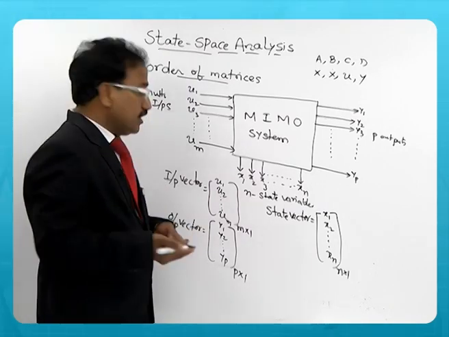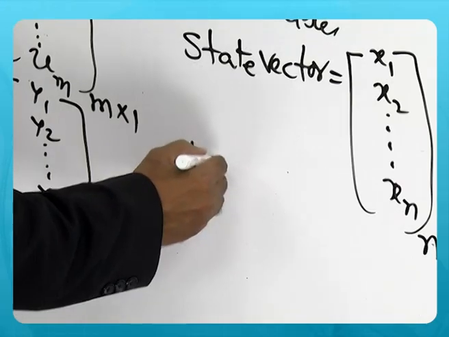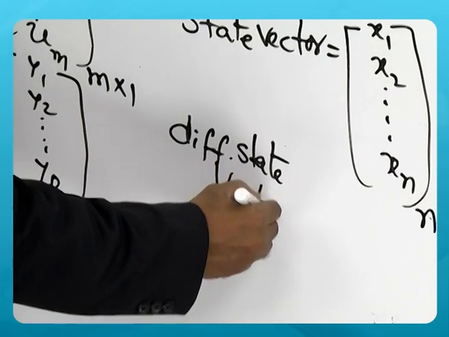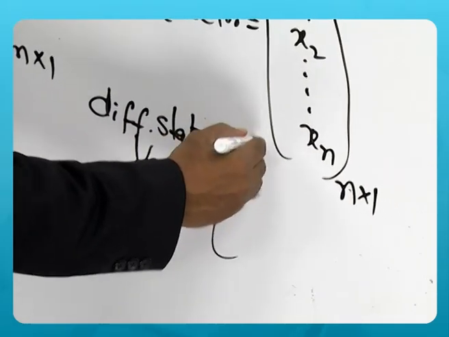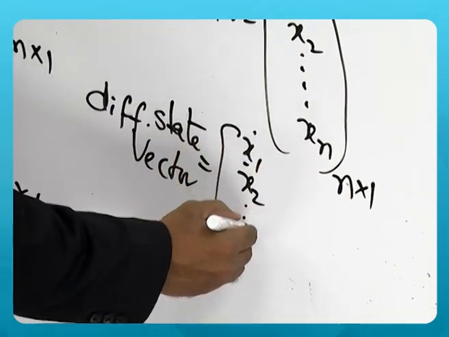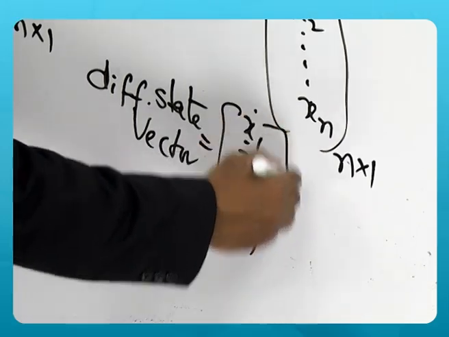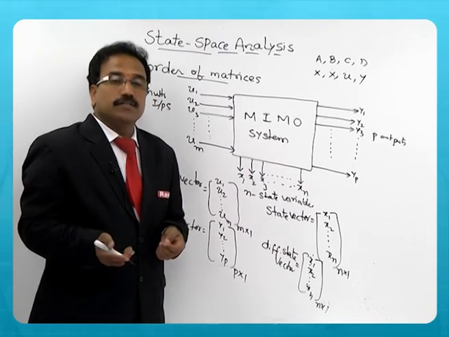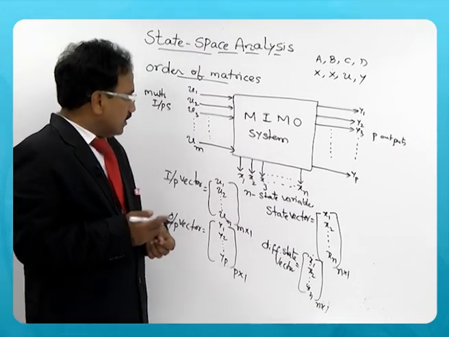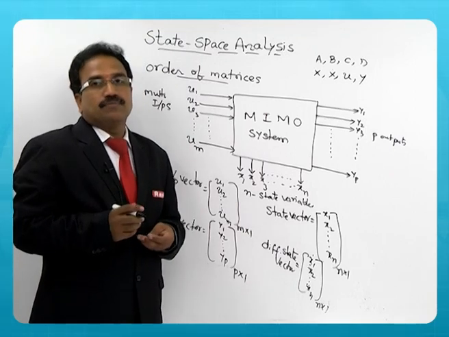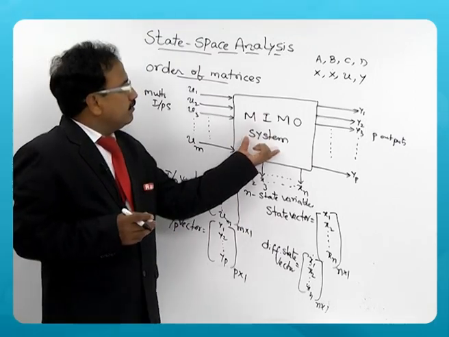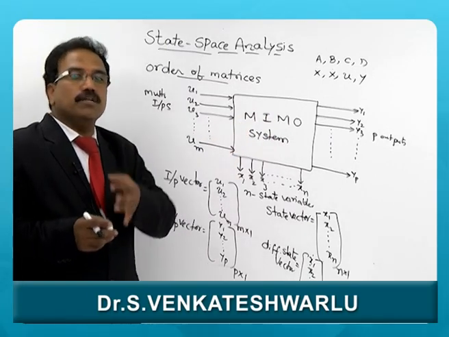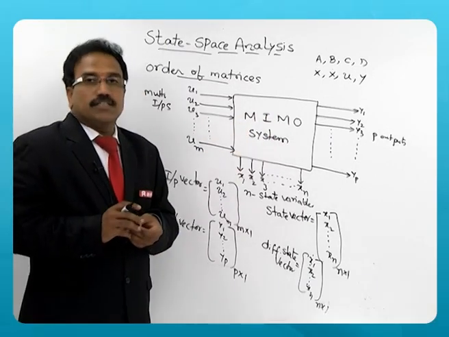Of course, the differential state vector is x1 dot, x2 dot, so on xn dot. That means this also has n cross 1. Like the state vector, the dimension of the differential state vector is also n cross 1, where n is the number of state variables of the system, which is nothing but the number of energy storage elements present in the electrical system.